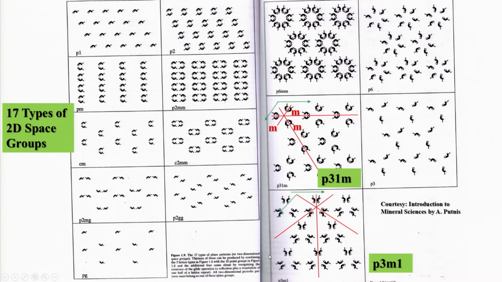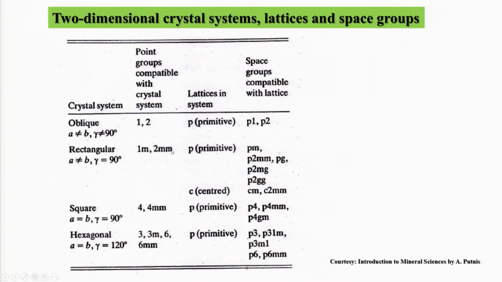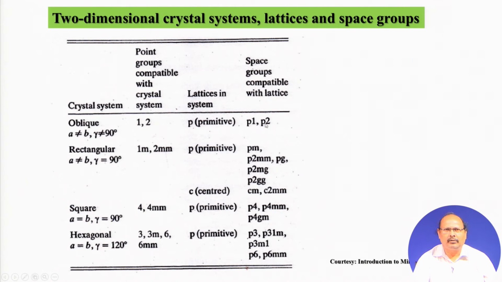So, let us now show you certain diagrams where it will be possible for you to appreciate how many types of space groups are generated here. If you can count here: 1, 2, 3, 4, 5, 6, 7, 8, 9, 10, 11, 12, 13, 14, 15, 16, 17. So, you have 17 types of space groups that have been developed by these combinations of 5 two-dimensional lattices with 10 types of point groups of symmetry.